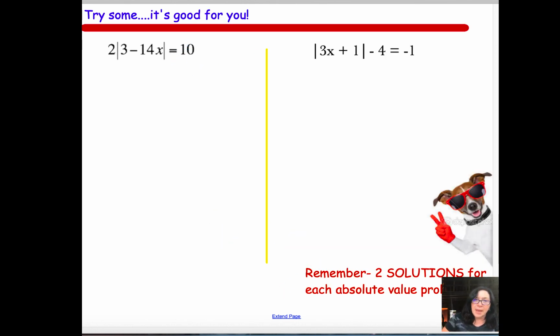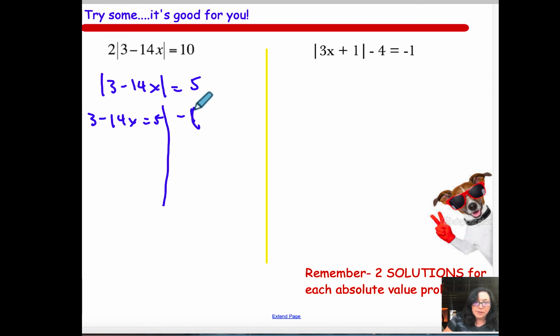Some more absolute value problems. For this problem here, I would actually divide by 2 first. So I'm going to have the absolute value of 3 minus 14x equals 5. And now that I have my absolute value, I'm going to allow for both solutions. In this case, we're going to see 3 minus 14x equals 5. And we're going to see the opposite, parenthesis, of 3 minus 14x. Okay, hold on one second. Let me rewrite that.